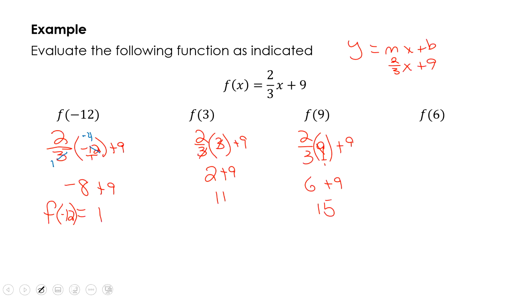So again, it's 2/3 times 6 plus 9. The 3's cancel. This becomes 2, so it's 4 plus 9, or 13. Does that make sense? Does everybody see that? Are there any questions on how we got to where that was?